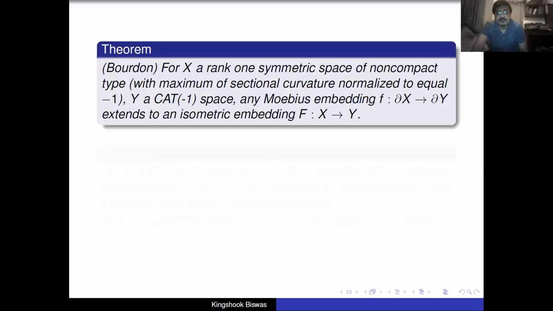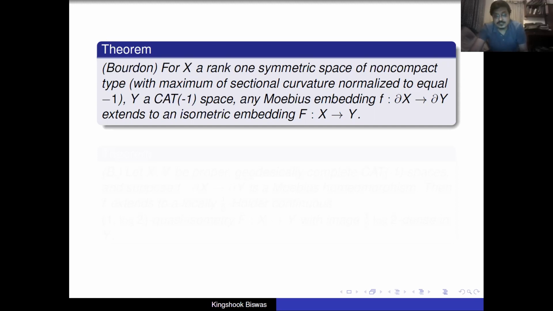So let me give some results on this problem. Bourdeau showed that if X is a rank 1 symmetric space of non-compact type, where the metric is normalized so that the maximum of the sectional curvature is equal to -1, and Y is any CAT(-1) space, then any Moebius embedding from boundary X to boundary Y extends to an isometric embedding from X to Y. So for rank 1 symmetric spaces, we have a good answer.